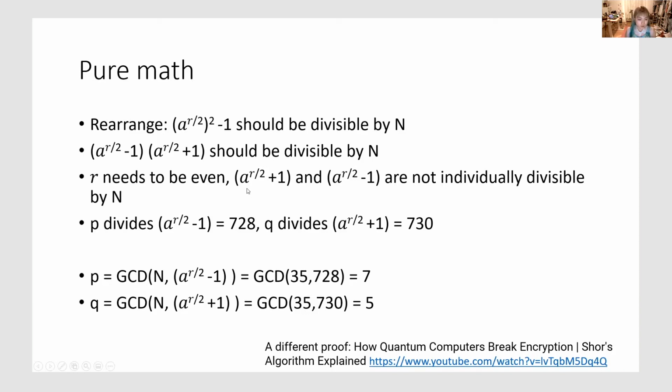Also, these 2 terms cannot be individually divisible by n, because we already know a to the r minus 1 will be the smallest number that is divisible by n. So this one cannot be independently divisible by n. Therefore, this one cannot be independently divisible by n either.